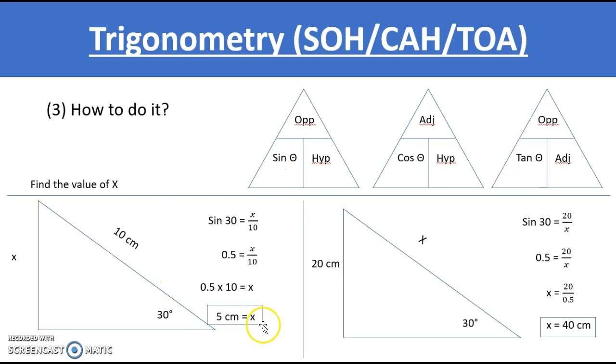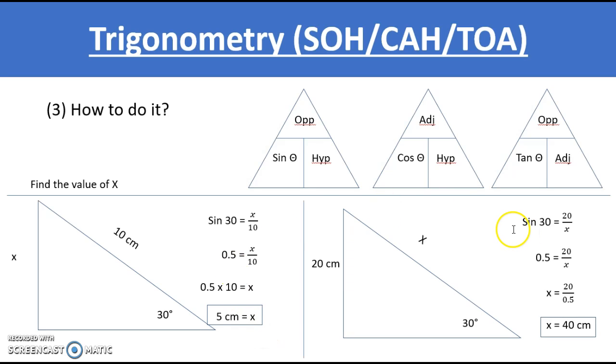The answer is as follows. Because we know it's working with sine, we put sine 30, and because it's opposite over hypotenuse, we say x over 10. If you punch it into the calculator, sine 30 gives you 0.5. In this case, we need to find the opposite. So if we cover that, all we have is sine times hypotenuse. So we have the answer as 5.